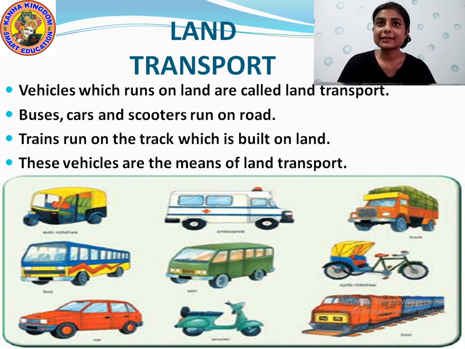Understood? Buses, cars, scooter, then train, bicycle, then auto rickshaw, rickshaw, truck, ambulance. These all are what? These are land transport. These are some examples of land transport like auto rickshaw, then ambulance, truck, bus, van, then cycle rickshaw, car, scooter, train. These are the examples of land transport which run on land, which travel on land.